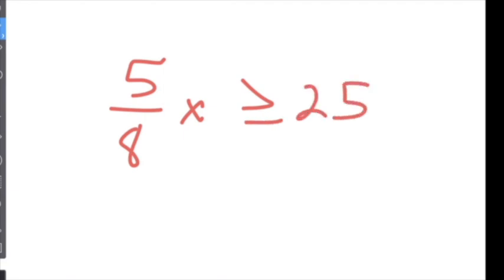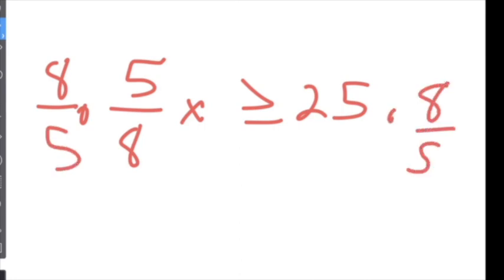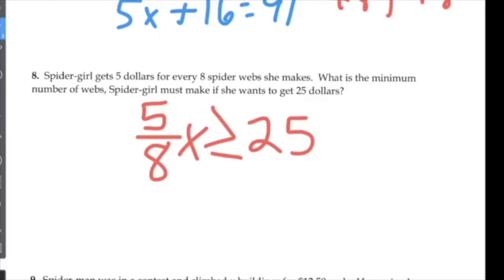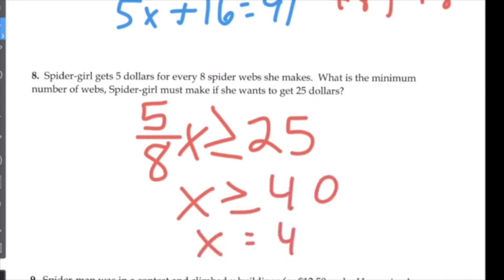Okay, so if you remember, we're actually going to divide by 5/8, which is the same thing as multiplying by the reciprocal, which is 8/5. Times both sides by 8/5. So we're going to simplify, so we get X is greater than or equal to 40. Okay, so let's go back. So the answer is X is greater than or equal to 40. So the minimum amount that she could do is 40. So 40 is the minimum amount of webs, so you would have to label that.